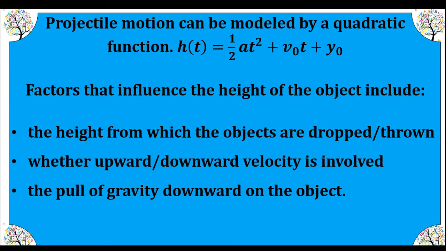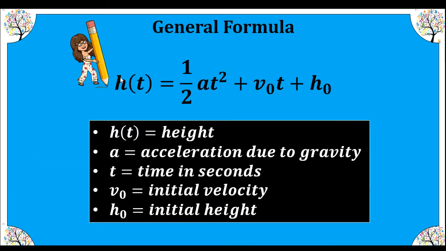Factors that influence the height of the object are the height from which it was dropped or thrown, whether upward or downward velocity is involved, and then the pull of gravity. Here is the general formula. There's really no need to write this formula down. I will tell you when you should write a formula down. But let's just go through the components that create this quadratic equation.